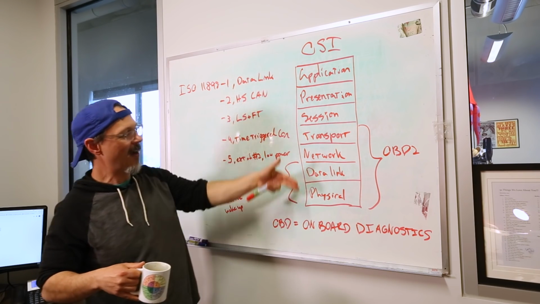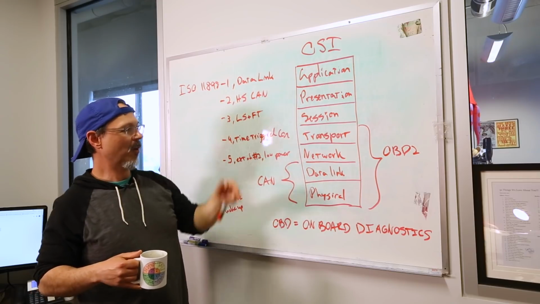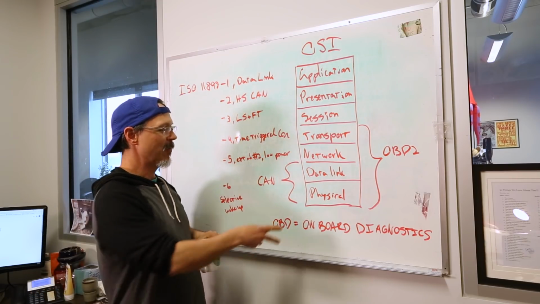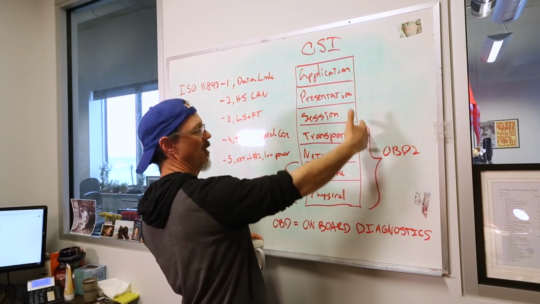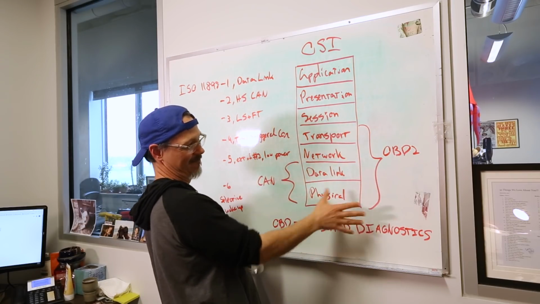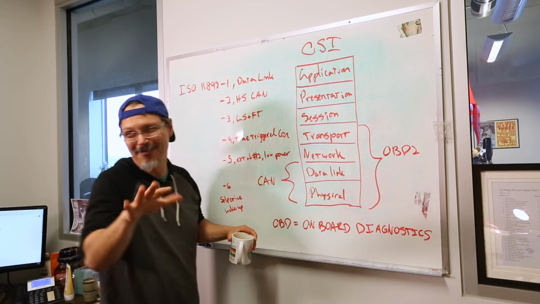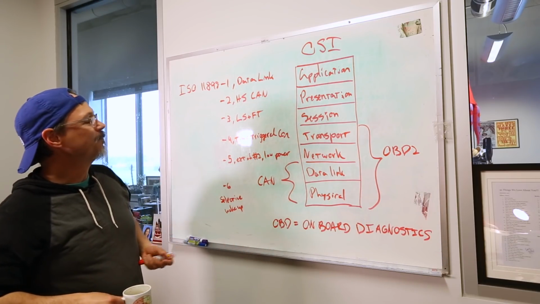This being the OSI model of network gobbledygook. CAN bus covers the physical layer and the data link layer, where OBD2 is actually up here, but it kind of encompasses that with the other buses. So you get what I'm talking about.